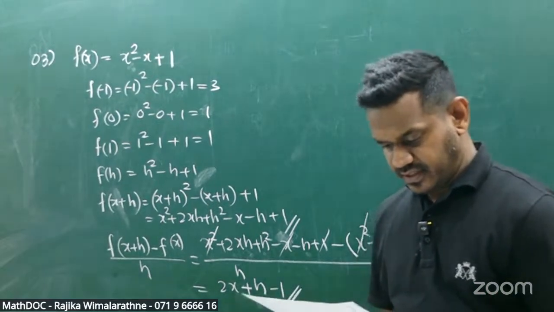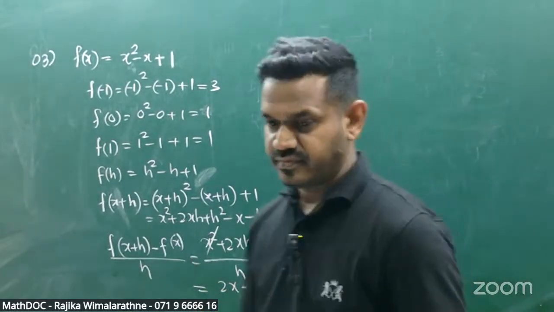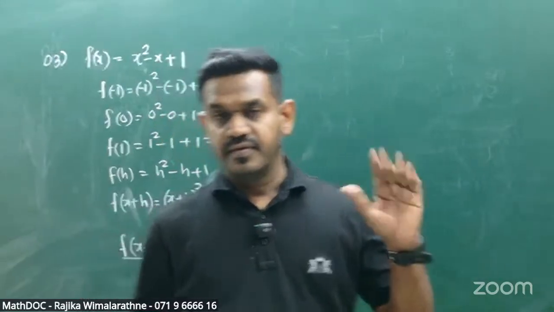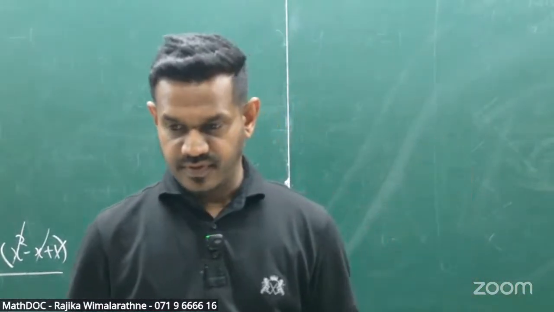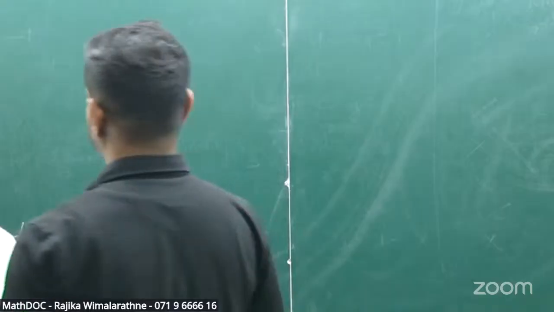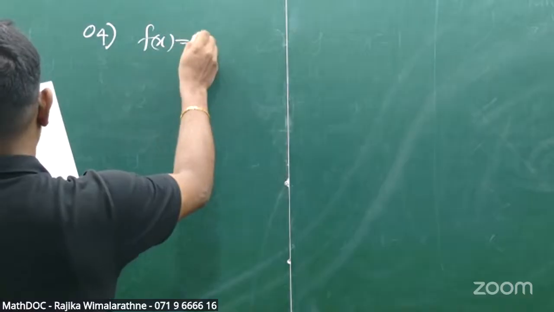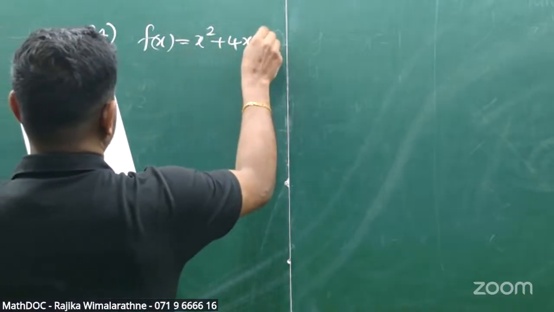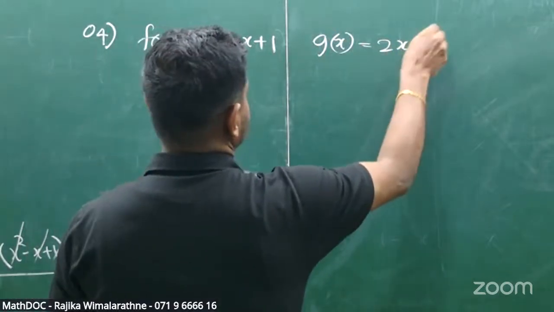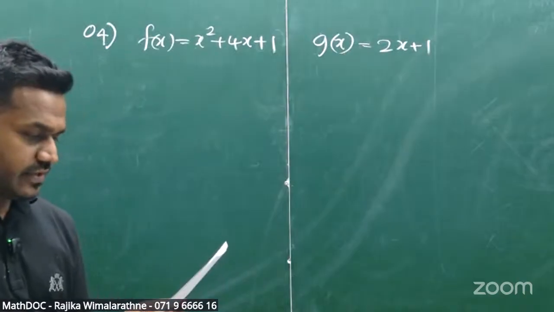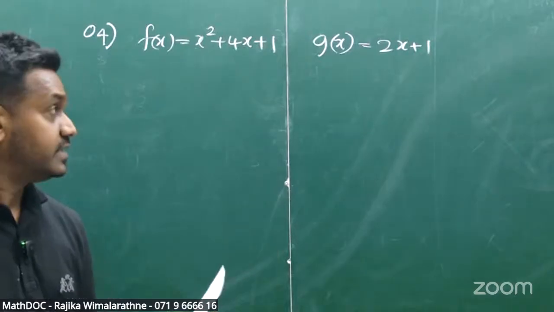Now let's move to question number 4. Here we have f(x) = x squared plus 4x plus 1, and g(x) = 2x plus 1. Here we have to get a function of a function. So that represents f(g(x)) and g(f(x)). Then f(g(x)).